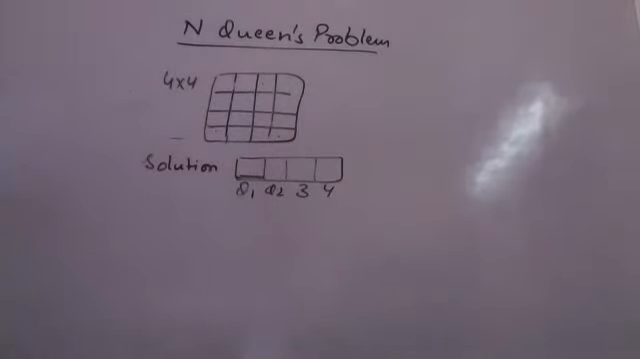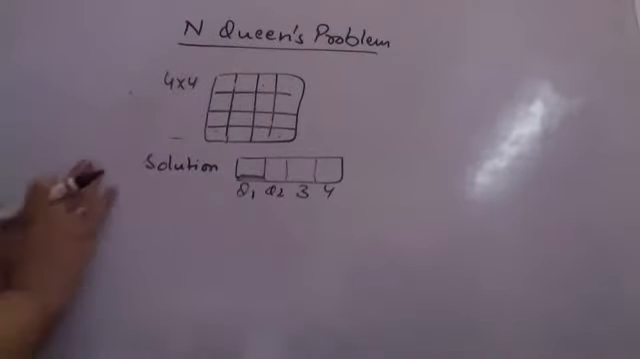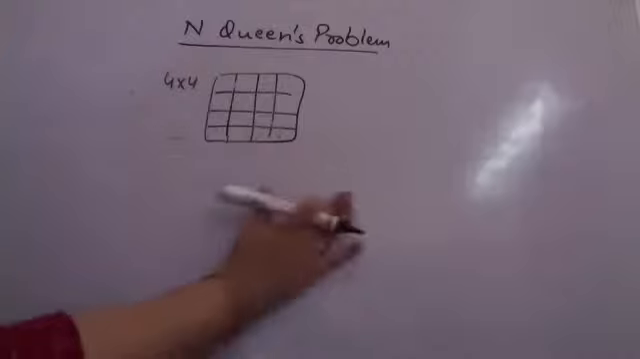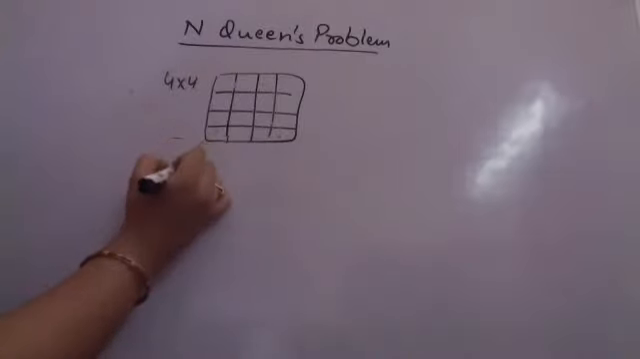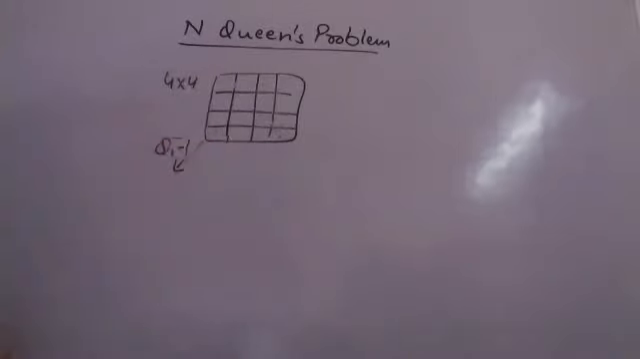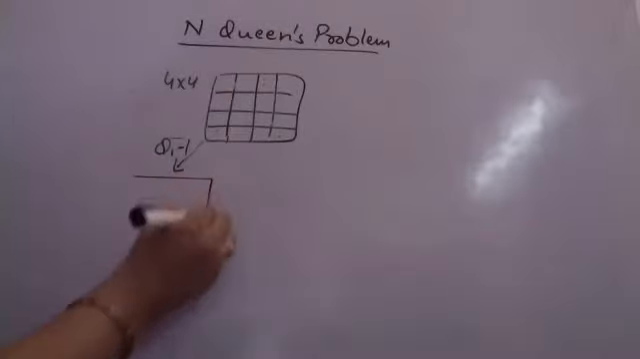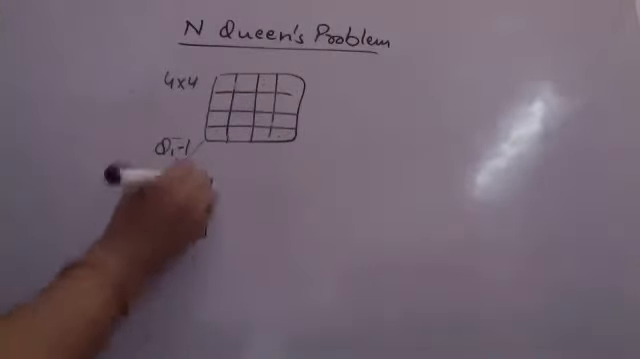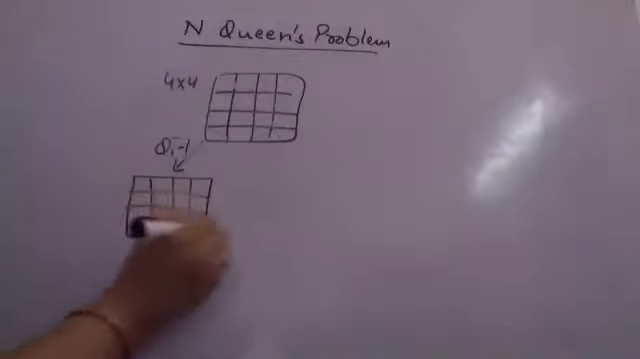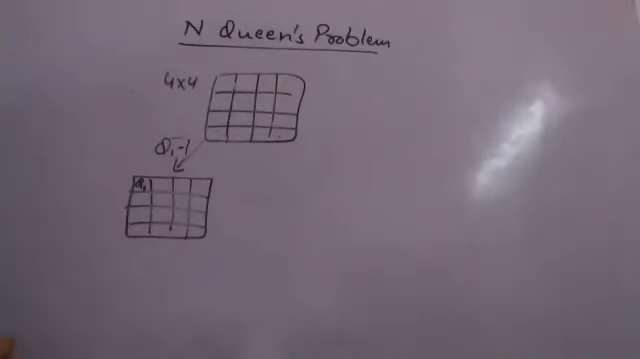What do I mean by that? So let's try building the solution. So what am I doing here? Initially, I am placing queen 1 in position 1. I place my queen 1 in the first position, that is column 1 in the first row.